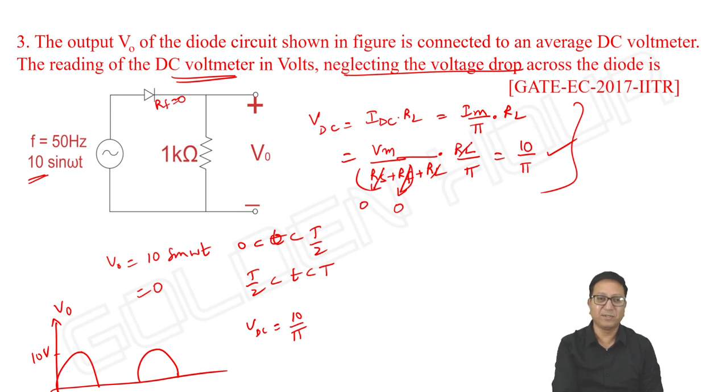As it is ideal diode, V output is equal to input, 10 sin omega t, from 0 to T by 2, and from T by 2 to capital T, the output is 0. So output has a peak amplitude of 10 volts. So the average value or the reading of the voltmeter, it is peak amplitude by pi. It's as simple as that.